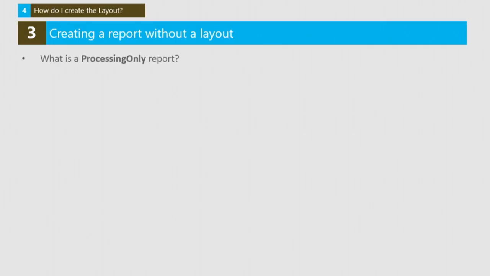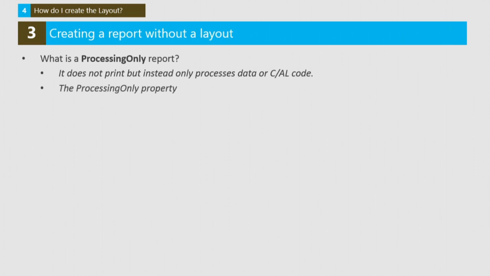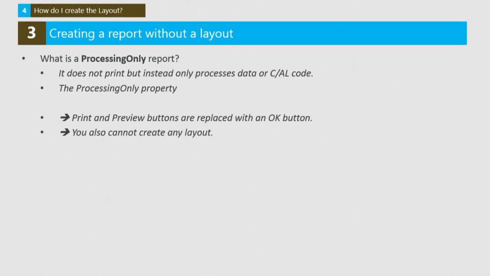Can we create a report without a layout? Yes, we can do this by making use of processing only reports. Now, what is a processing only report? Well, it's not going to print, but it's only going to process data or C/AL code. We do this by activating the processing only property. Once it's activated, there will be no possibility to create layouts. And also when we run a report, the print and preview buttons are going to be replaced with an OK button. It also means, of course, we'll not be able to create any layout for this report, but that's the purpose of a processing only report.